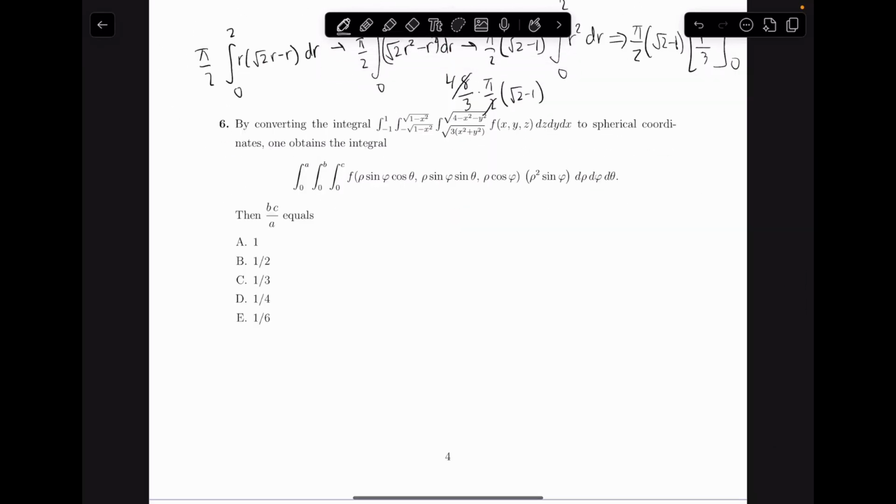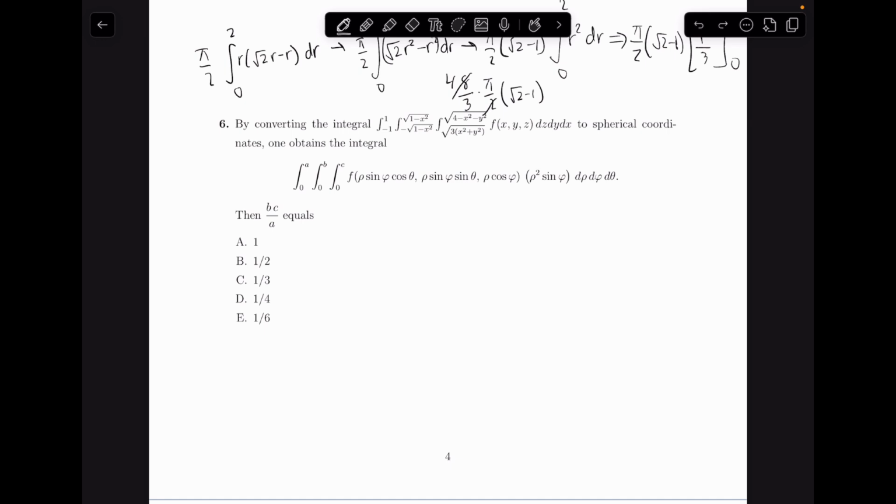I am re-recording this question because someone walked in my room and it was not very helpful to my explanation. But question 6, by converting the integral from -1 to 1, negative square root 1 minus x squared to square root 1 minus x squared. I will stop reading this question because it is way too long. It's saying we want to convert that to spherical coordinates, and that's just like the standard spherical integral. It's asking for BC over A, where A, B, and C are the bounds of the spherical integral.